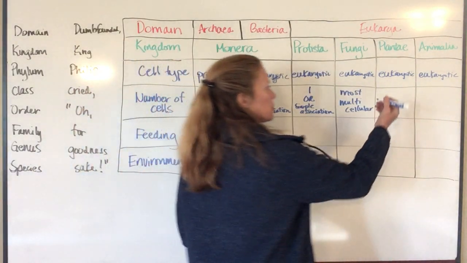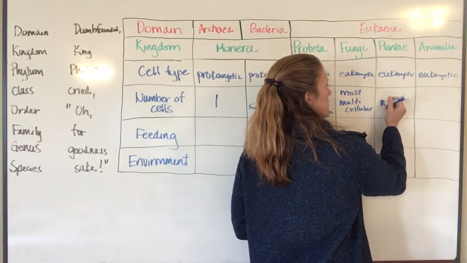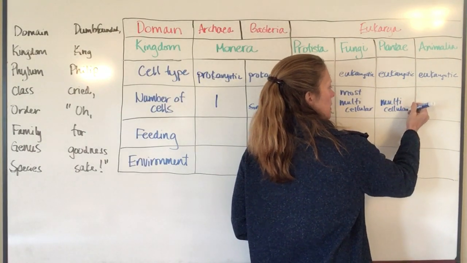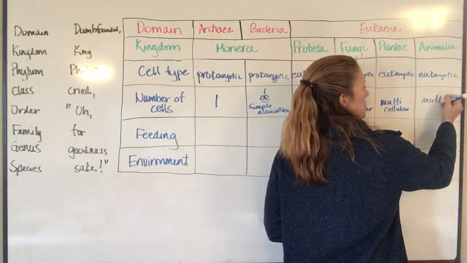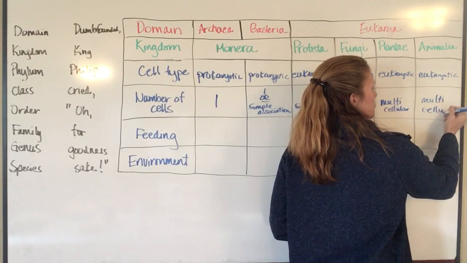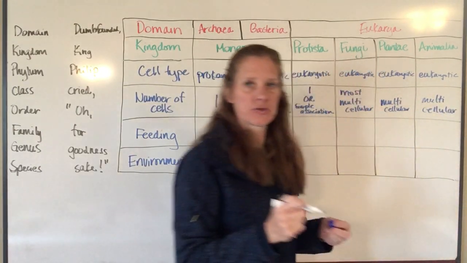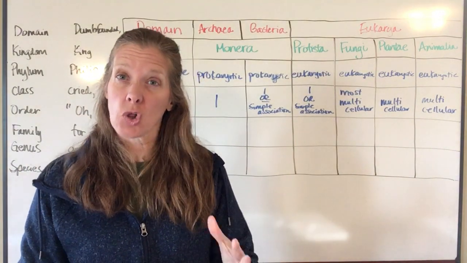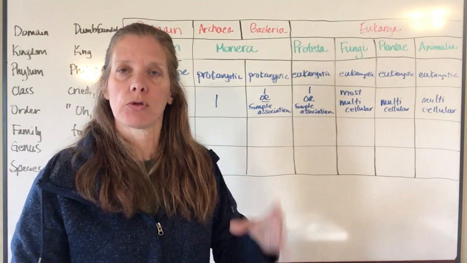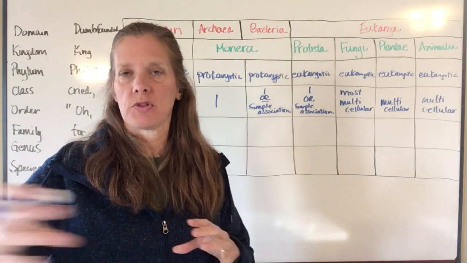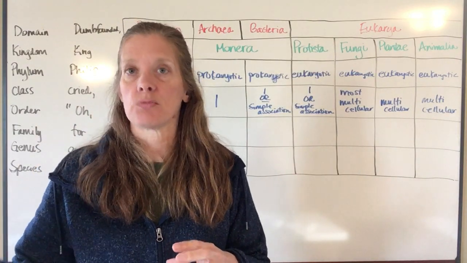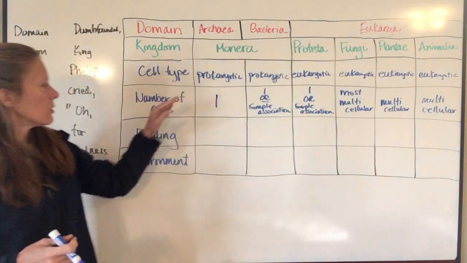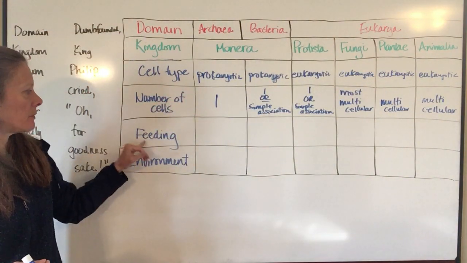And then when you get down to Plantae and Animalia, they are all going to be multicellular. And once you become multicellular, that is when the cells start to take on specific tasks. They become specialized, and so they may have one particular function that they carry out, whereas some of the other cells in that organism don't carry out those same functions. Okay? All right, so number of cells.